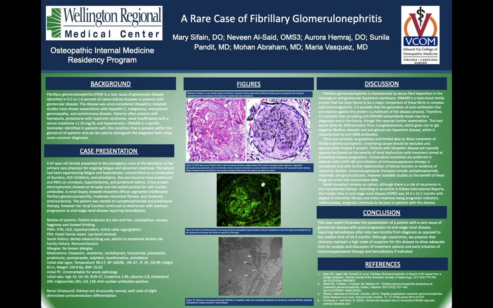Initial labs you can see here, the most notable of which is the creatinine of 2.99, the hypercholesterolemia, and the positive anti-nuclear antibodies. She also had a urine protein electrophoresis, which showed an M spike as well, and a renal ultrasound showed structurally normal kidneys with slight reduction of corticomedullary differentiation.